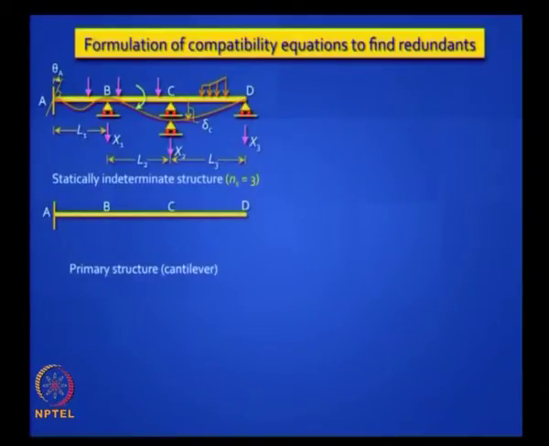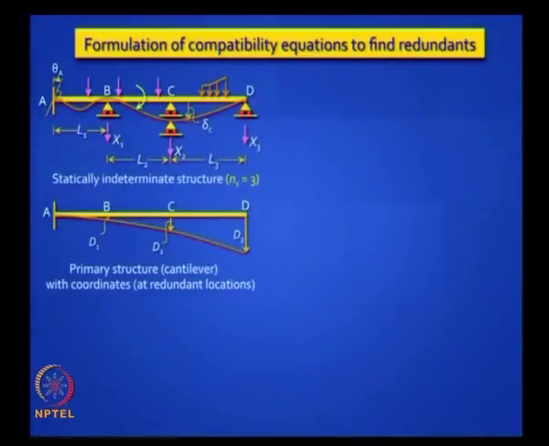Now this is your primary structure. You have released the constraints at B, C and D. You have got a cantilever, and this can deflect, and the deflection that you get at B, conjugate with your chosen coordinate 1, is D1. Deflection at C downward is D2. Deflection at D downward is D3, right? Now you know the answers to D1, D2, D3. They are not 0, not all of them are 0. What is D1?